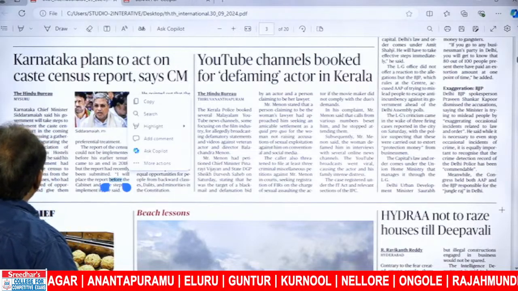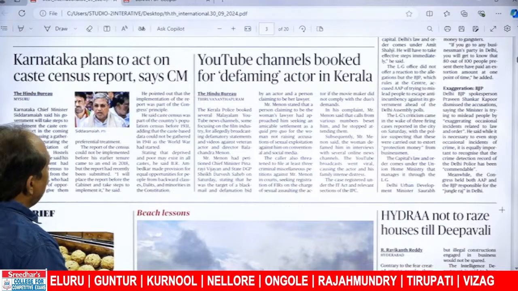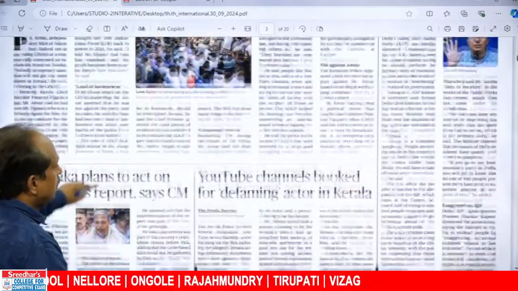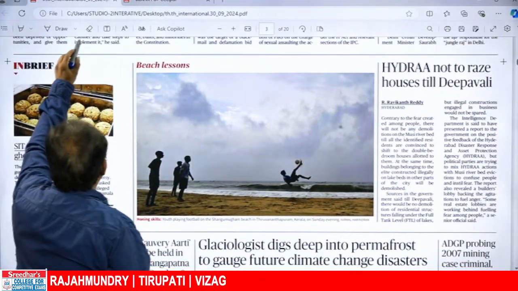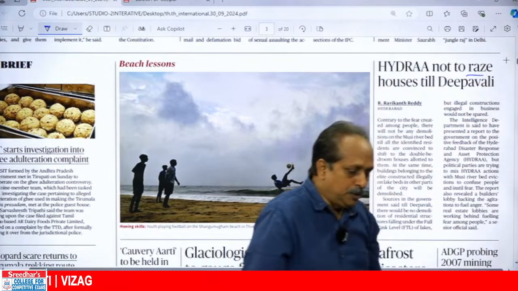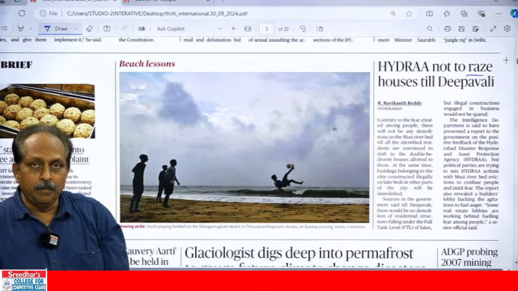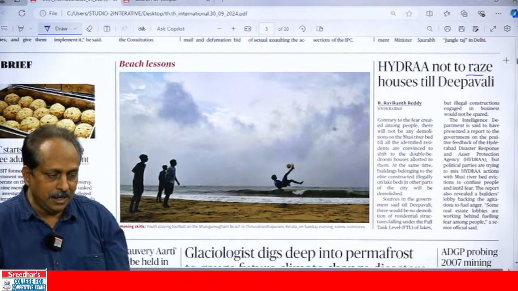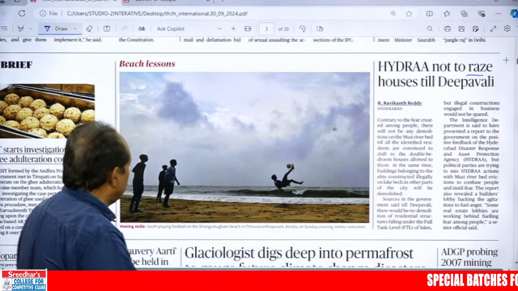Karnataka plans to act on caste census report, says CM. Simple. YouTube channels booked for defaming actor in Kerala. Defame, spoil someone's reputation. And what do we have here? Hydra not to raze houses till Deepavali. We have got this word recently. Raze means what? Demolish, pull down, tear down. All these go with buildings. Demolish a building, we use the word raze, R-A-Z-E, but R-A-G-E, rage means what? Anger. A lot of anger we use.